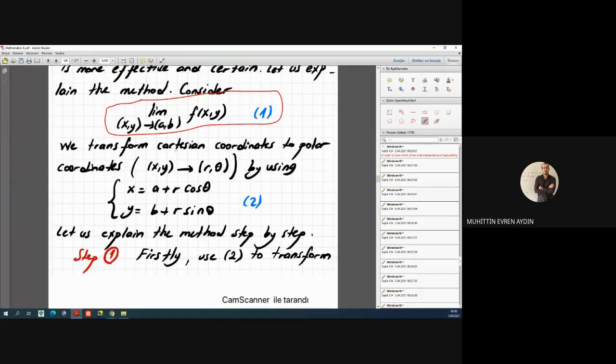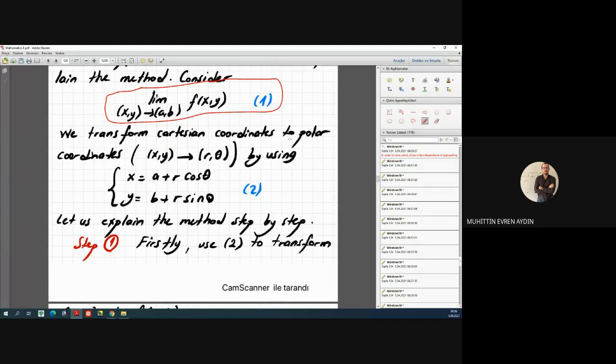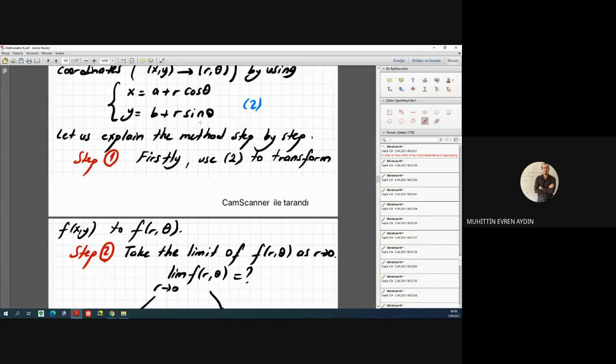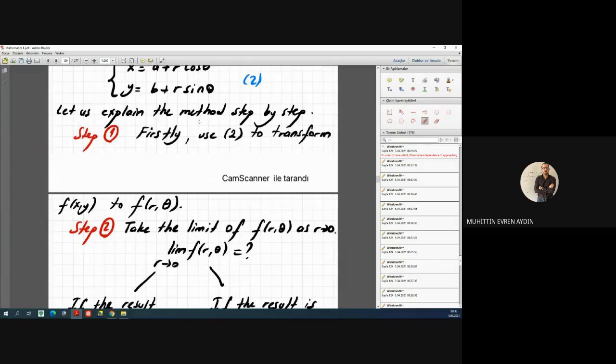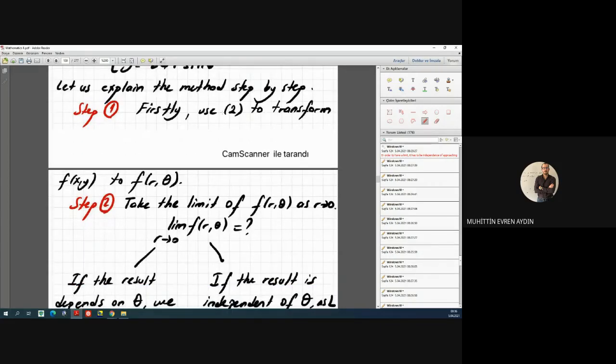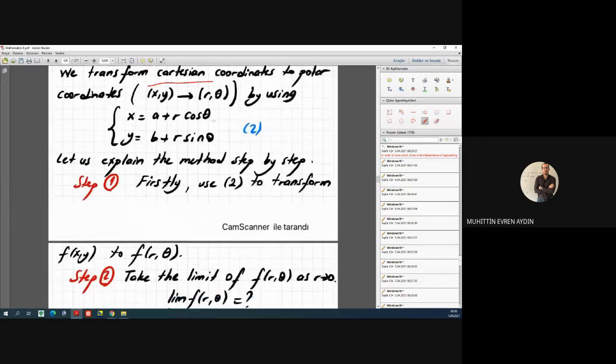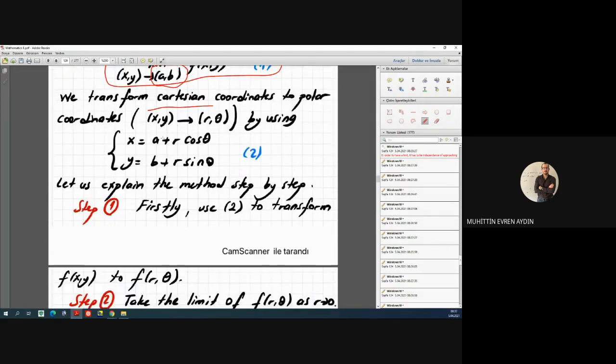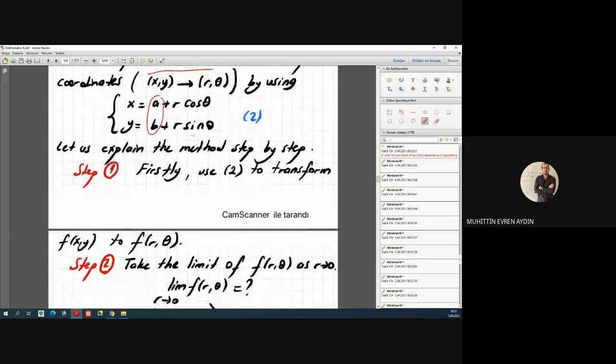And we transform the Cartesian coordinates to polar coordinates, x, y to r, theta, by using these equations: x equals a plus r cosine theta, and y equals b plus r sine theta. Let's explain this method step by step. By the way, please pay attention: if your point is (a, b), you write a and b here. Okay.